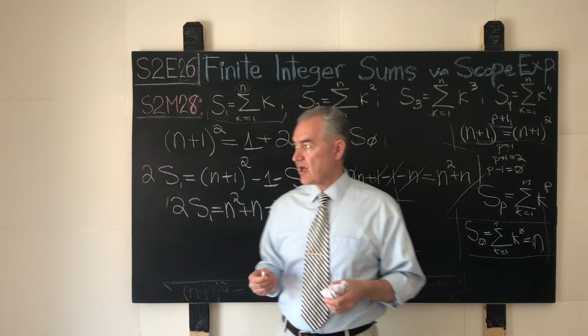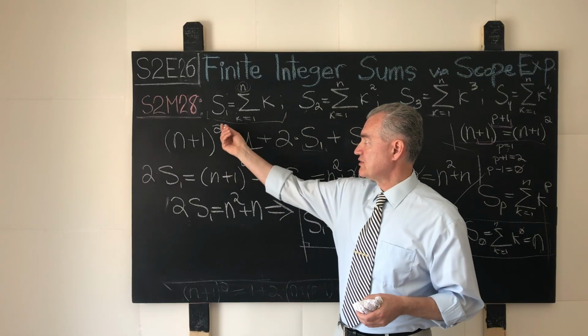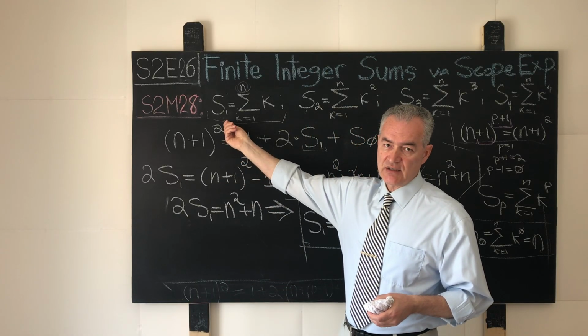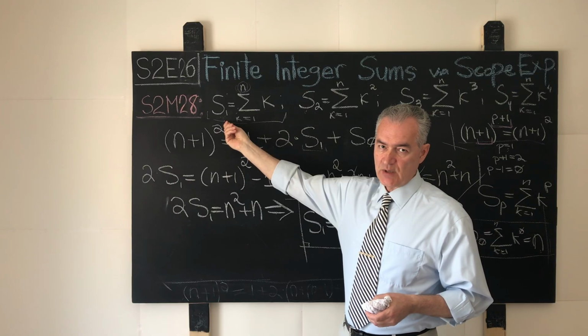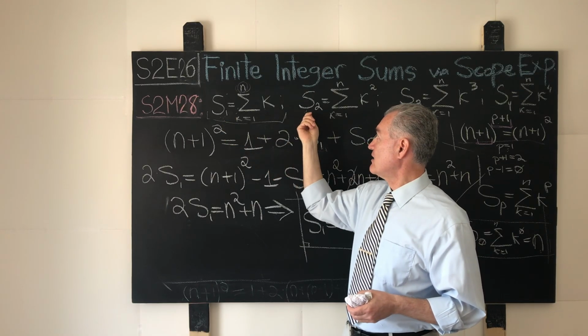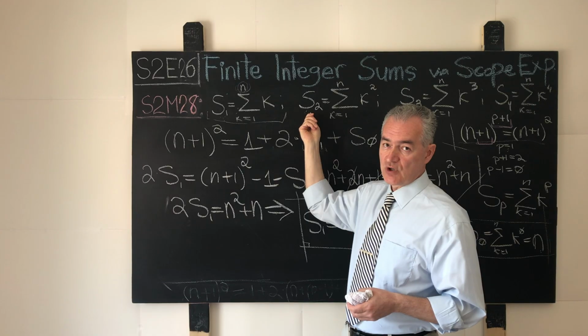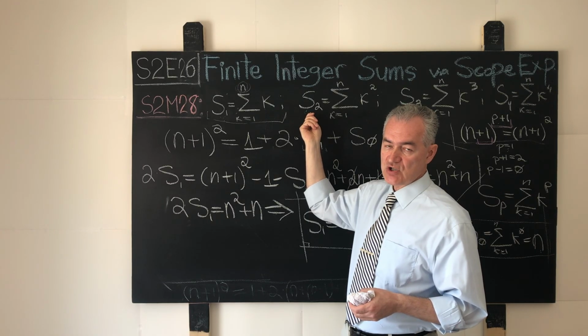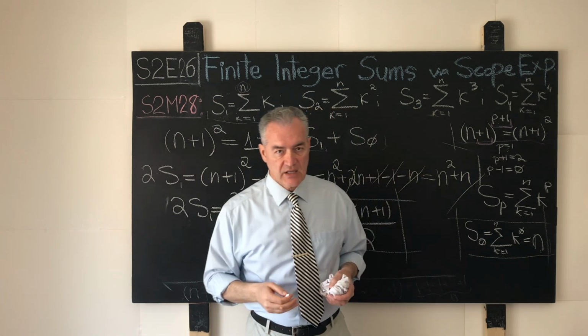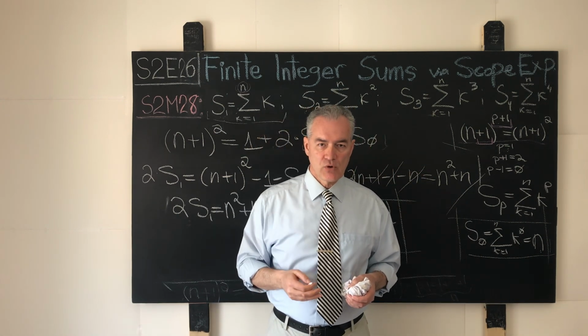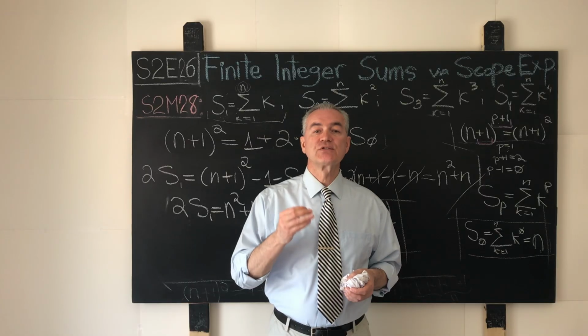Now that we understand how this algorithm works in the case of the finite integer power sum S1, let us see how this algorithm will play out when we take on the process of recovering the alternative expression for the finite integer power sum S2.